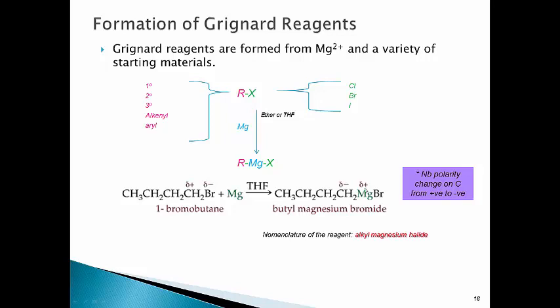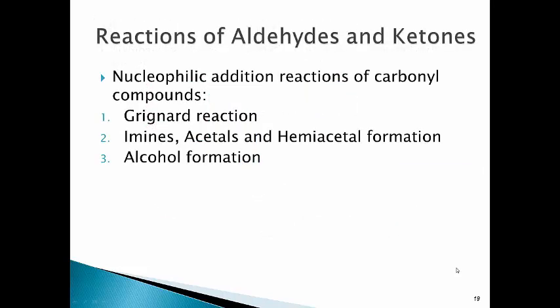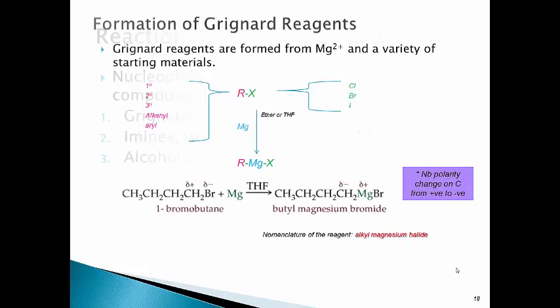Generally, the nomenclature of this reagent is called alkyl magnesium halide. So we say the alkyl group, the magnesium, and then the halide that we have. The key thing in this reaction is that the CH2, which is a delta positive at the start, has become a CH2 that's a delta negative because of the magnesium that's now in there.